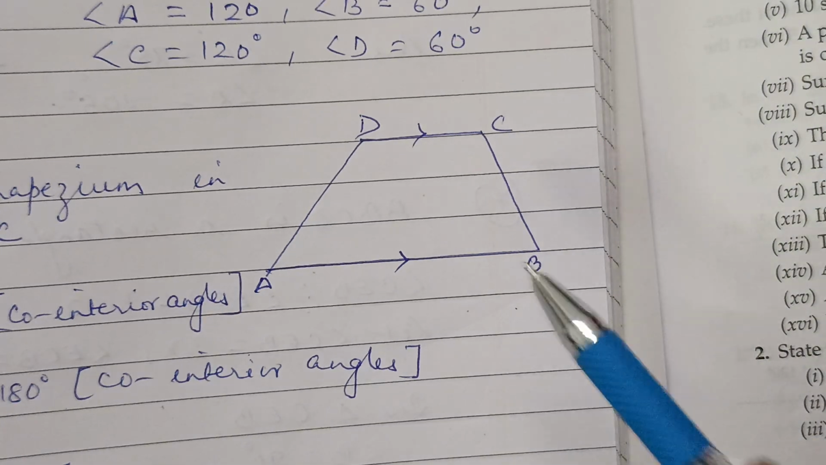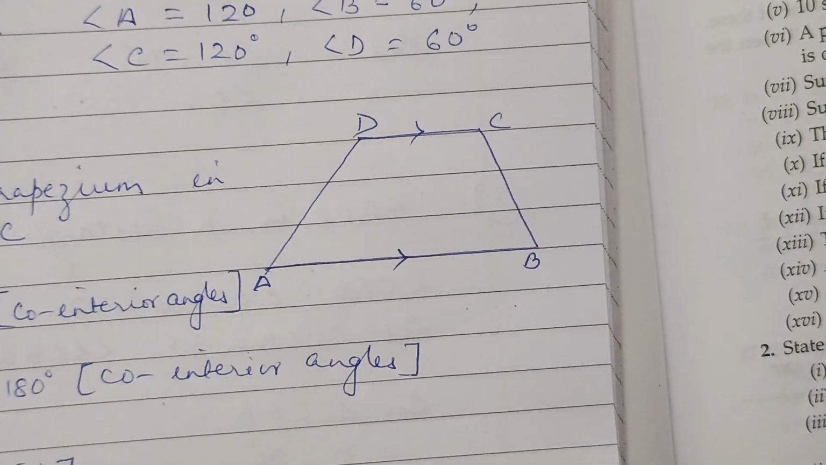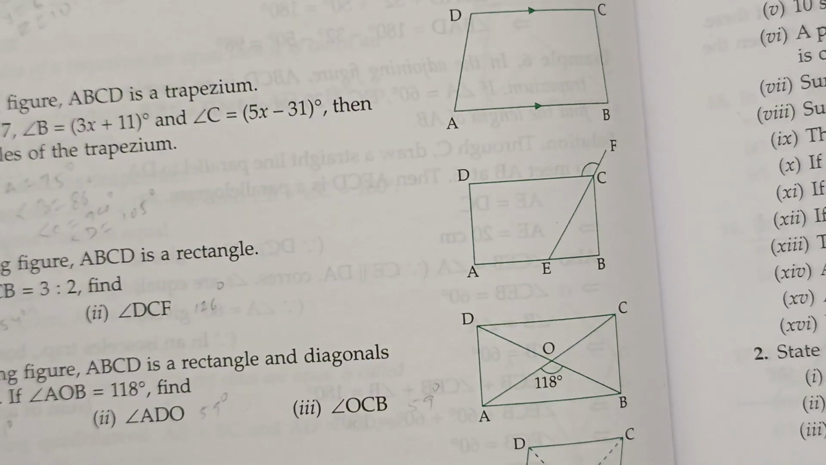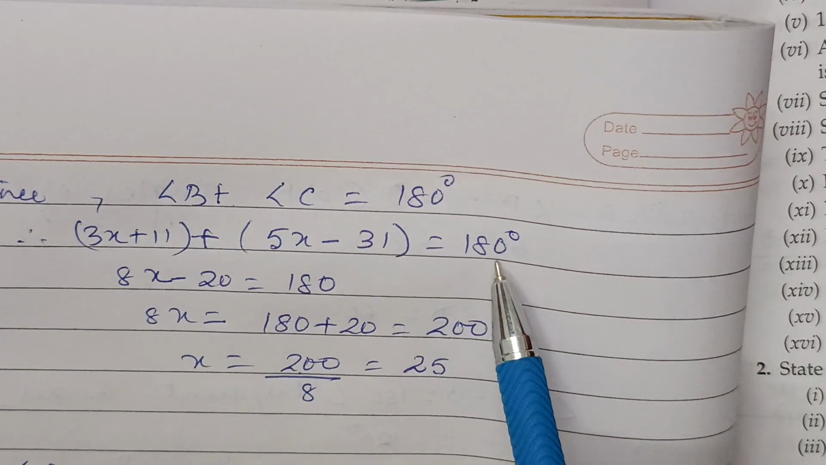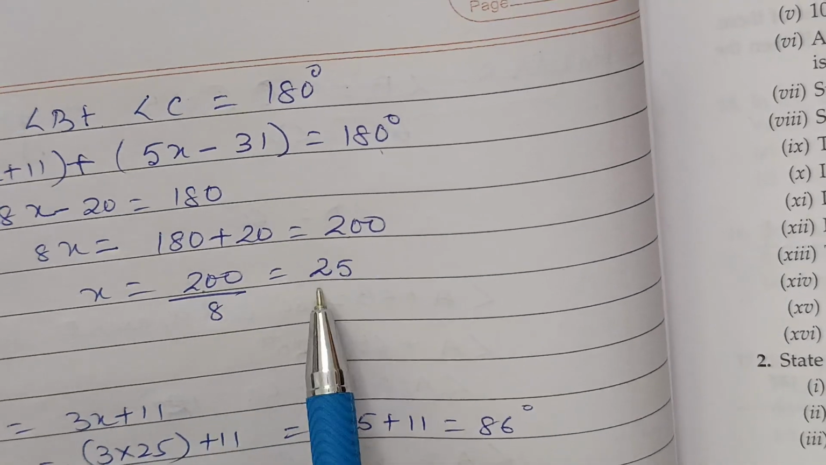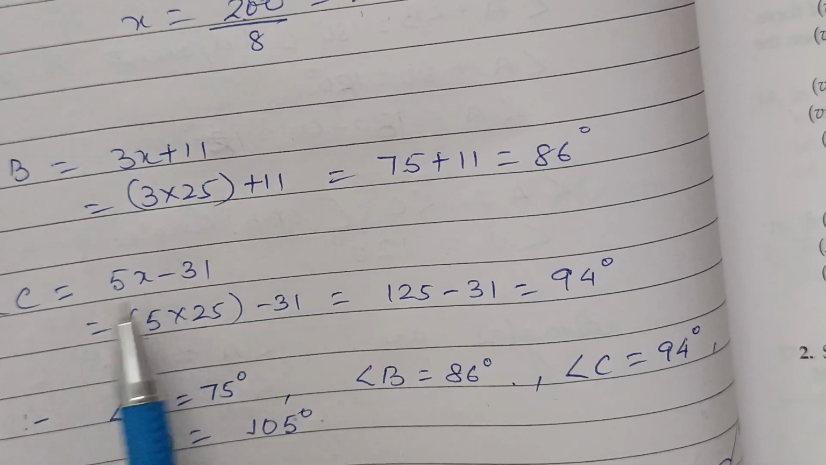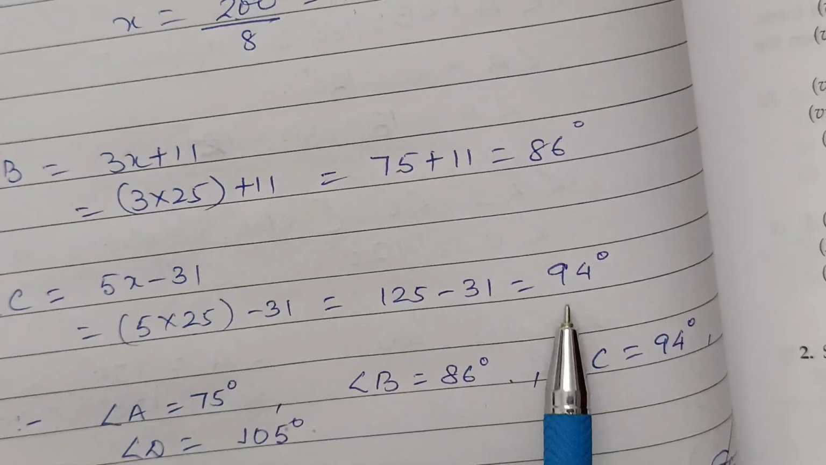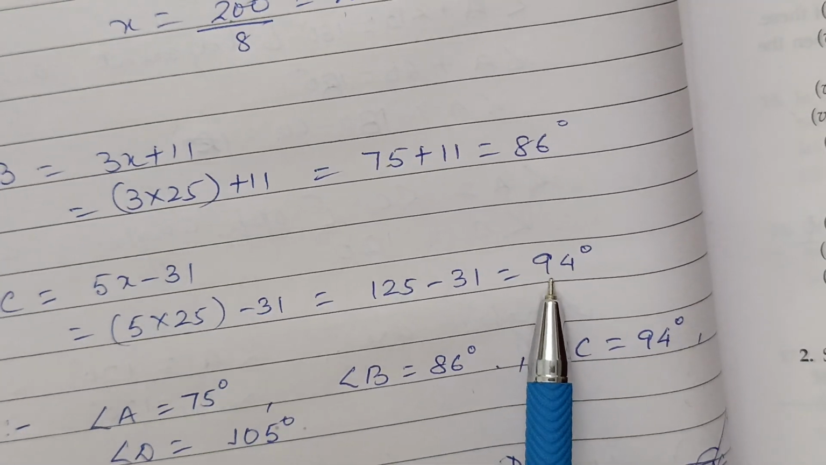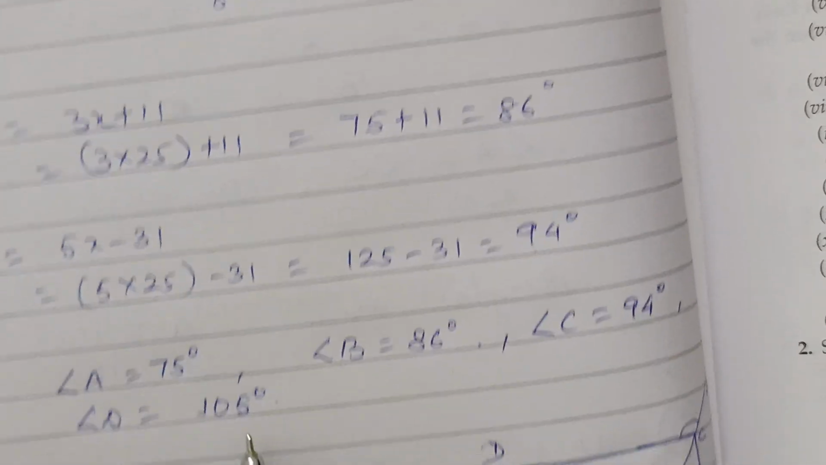Similarly, we will find out angle B plus angle C, which is given in terms of x, that is 3x plus 11 plus 5x minus 31 equal to 180 degree. So when you find the value, you will get x as 25. So angle B equals 3x plus 11, that is 86 degree. Angle C equals 5x minus 31. In place of x, just put the value 25. When you calculate, you will get 94 degree. So angle A is 75, B 86, C 94 and D 105 degree.